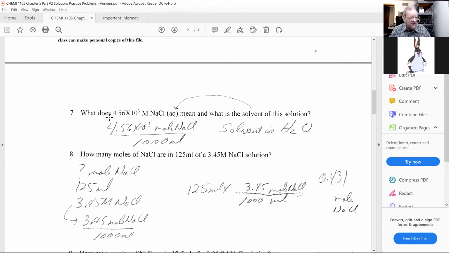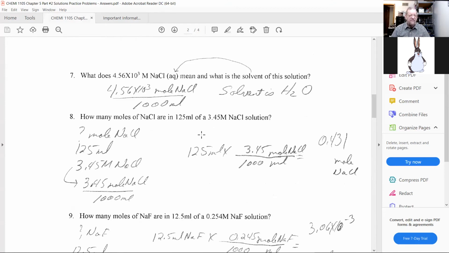Now, if we look at number 7, what does 4.56 times 10 to the third capital M NaCl bracket AQ close bracket means? And what is the solvent? Well, capital M means molarity, and you have 4.56 times 10 to the third moles of NaCl per 1,000 milliliters. What's the solvent? AQ, aqueous, means solvent is water.